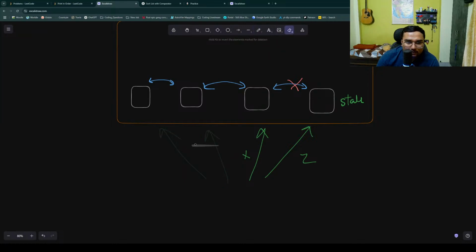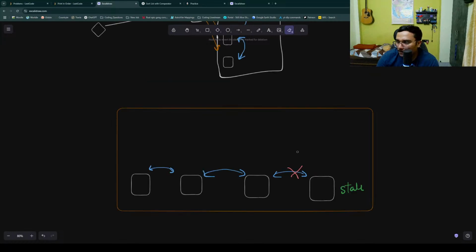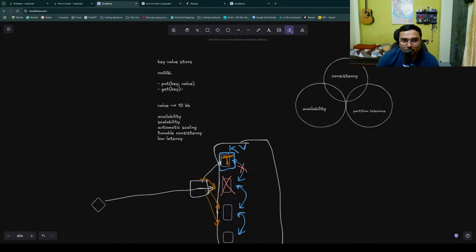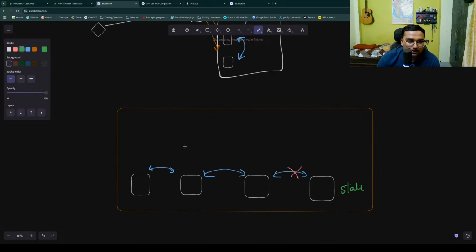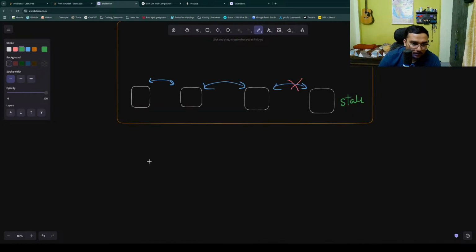Now we have understood the CAP theorem. We get into the details of how we store large amounts of key value pairs in our database, which is a NoSQL database. So when there are a billion records to take care of, we need to divide that data across different drives.